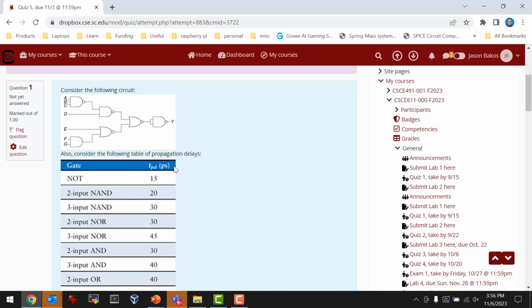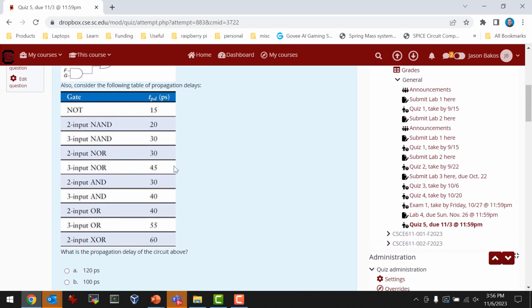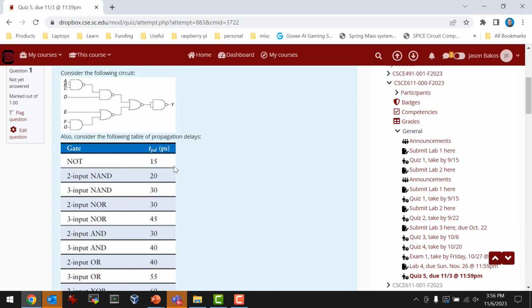And the question was critical path delay, right? What's the propagation delay of the circuit above? Or rather, I should have asked, what's the critical path delay? When you're calculating propagation delay, you want to look at worst case propagation delay. So this circuit has no fan-outs in it, meaning that all of the gate outputs only connect to one input, except for this one, which connects to 2 inputs on the same gate.